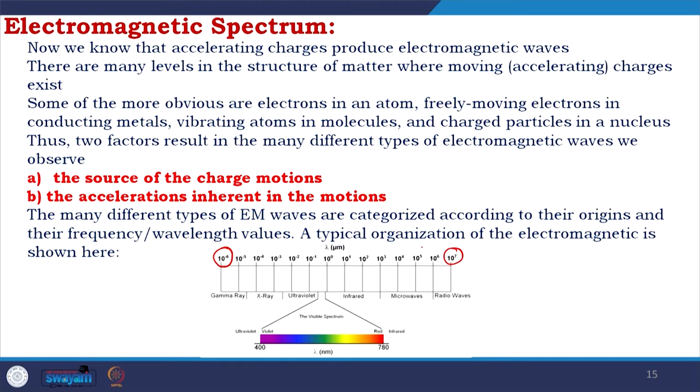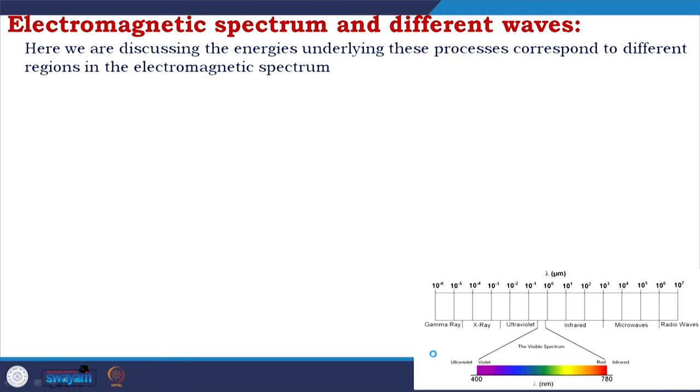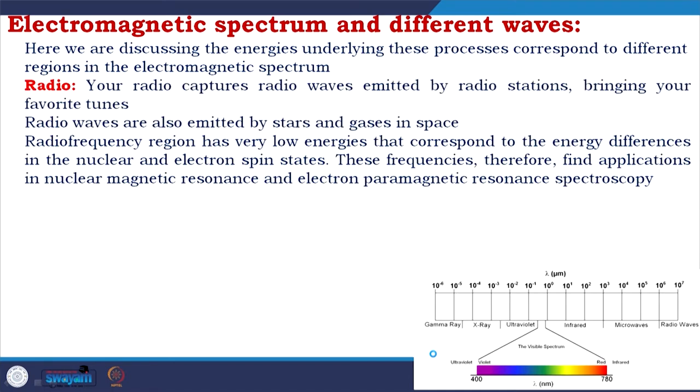A typical organization of the electromagnetic waves is shown here. This is the one which we call electromagnetic spectrum. Here we are discussing the energies underlying these processes, which correspond to different regions in the electromagnetic spectrum. If we start from radio, we know that we have radio which captures waves emitted by the radio station. Radio waves are also emitted by stars and gases in space, and as you see, they have very high wavelength, so the energy is low, because as you know, energy is inversely proportional to wavelength.